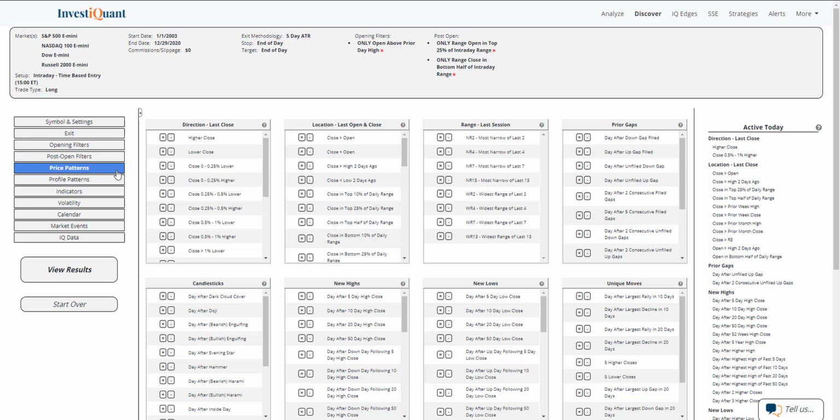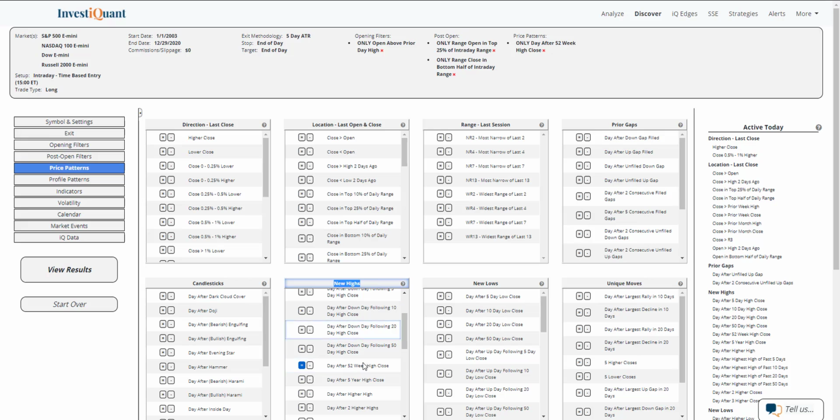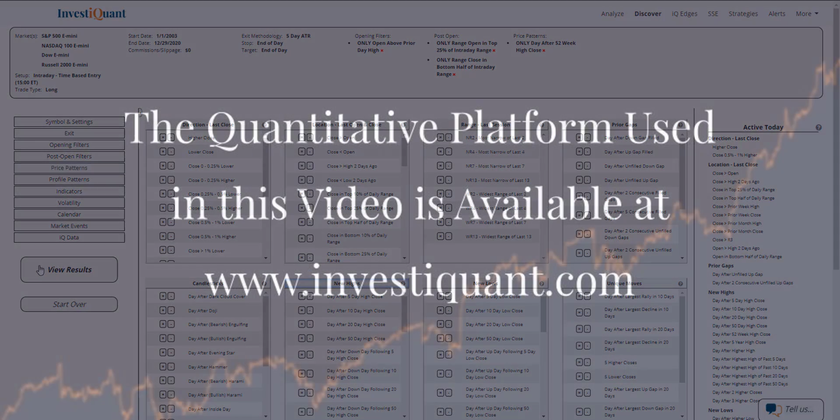Next, I'm going to go to the price pattern section and say that yesterday was a 52-week high close. So that'll mean that we are in a really strong market. The close was strong relative to the trading that we've seen over the past year. And I can grab that from this active today section in the new highs category. We've got a bunch of things that are applicable for today, but I'm going to grab this day after 52-week high close. It actually comes from this section right here, and if I scroll down, you'll be able to see it. We've got a lot of options here, but day after 52-week high close is the one that I want to use. Lastly, I'll hit View Results.